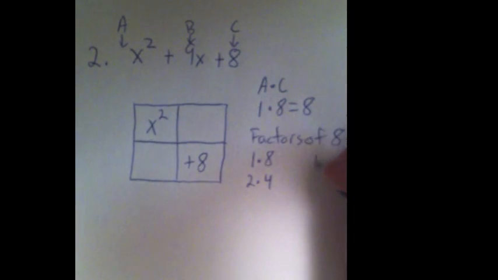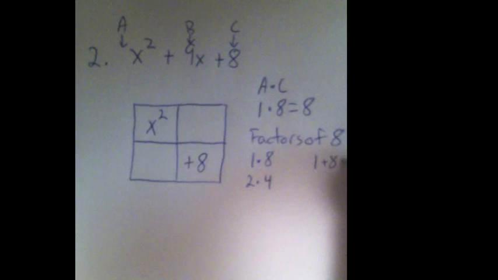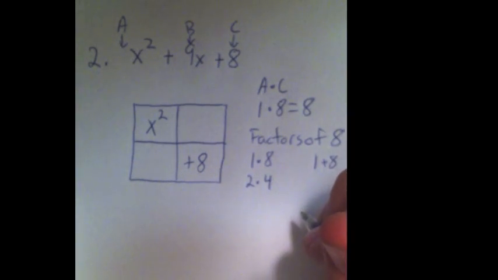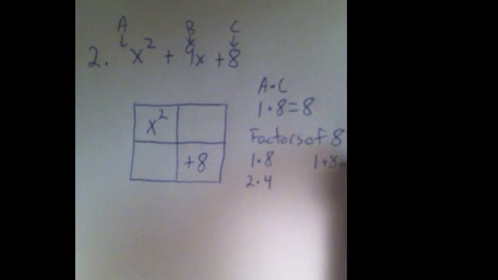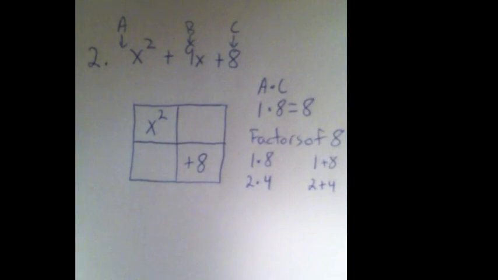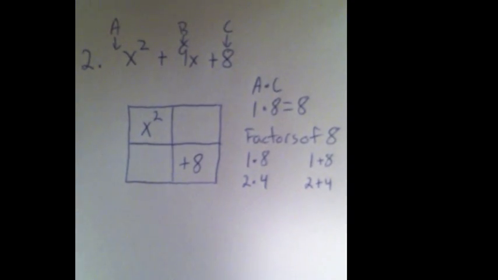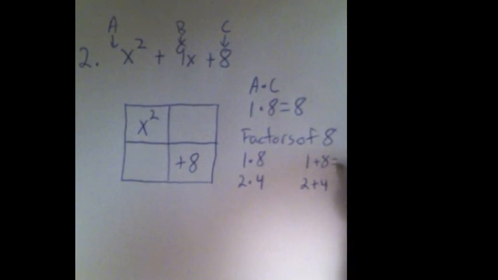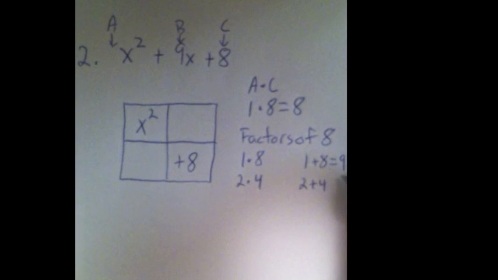Now, which one of those factors adds up to be 9? Well, that's easy. And here I go, writing off the screen again. Well, 2 plus 4 is 6, so that doesn't work. 1 plus 8 is 9, so we know that that's going to be our answer.